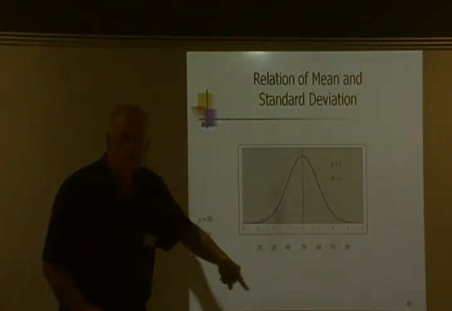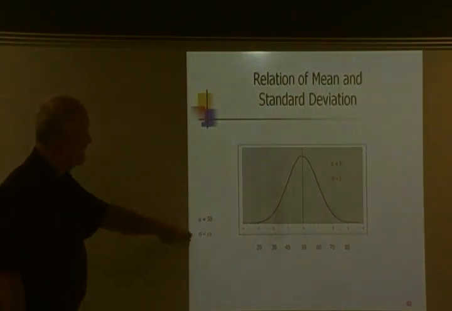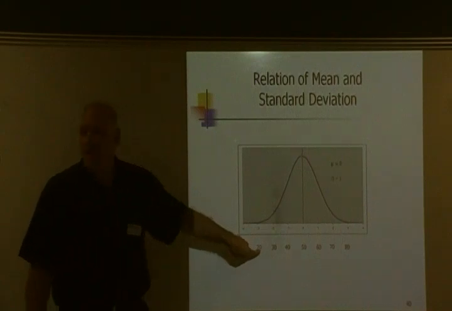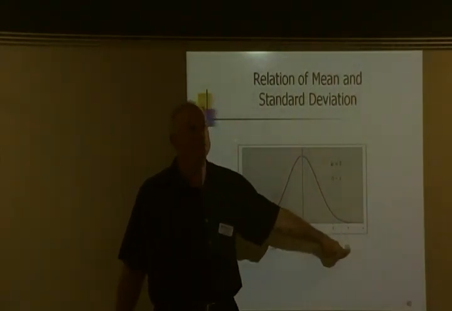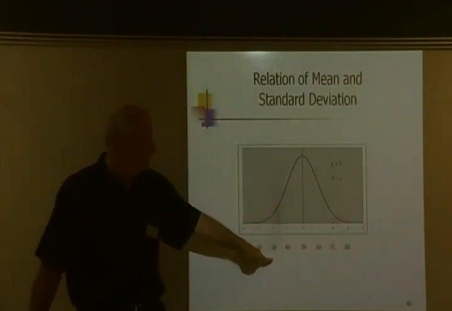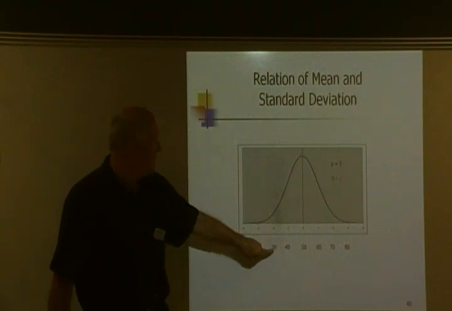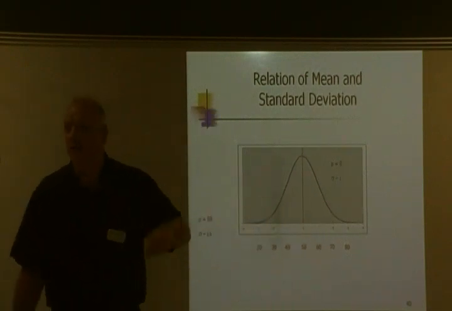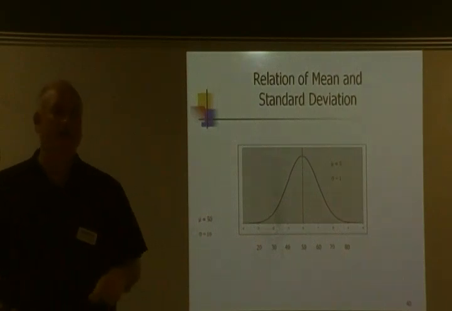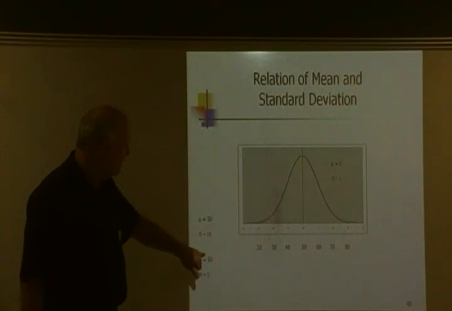So I know that with that data set of 100, with a mean of 50 and a standard deviation of 10, 99.7% of all the data within that data set is going to fall between 20 and 80. Okay? 68% is going to fall between 40 and 60. 95% is going to fall between 30 and 70, and virtually the rest of it is going to fall between 20 and 80.